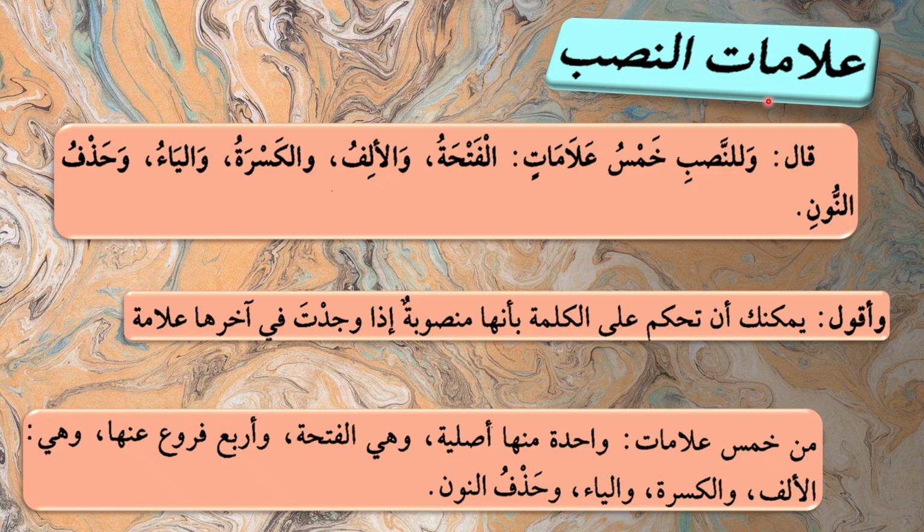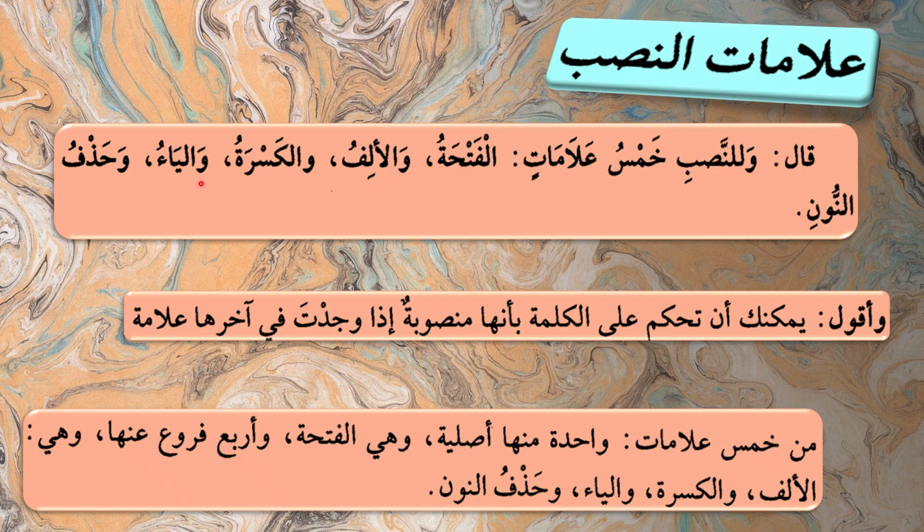Now let's look at the alamat an-nasb. The author of this book, Tuhfatu Saniyyah, says for the nasb there are 5 signs. We discussed this before. The fatha in the normal noun. The alif you see in asma' al-khamsa, for example, Aba Khalidin, Akha Khalidin. Now the kasra in the jam' mu'annath salim. The ya in the case of muthanna.